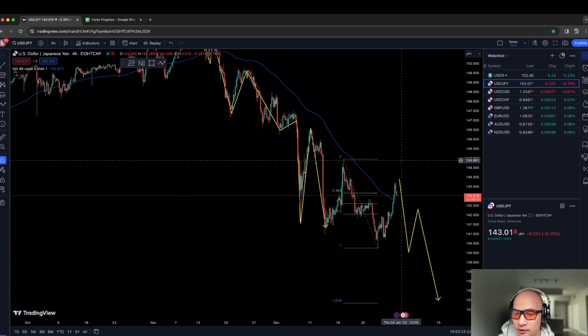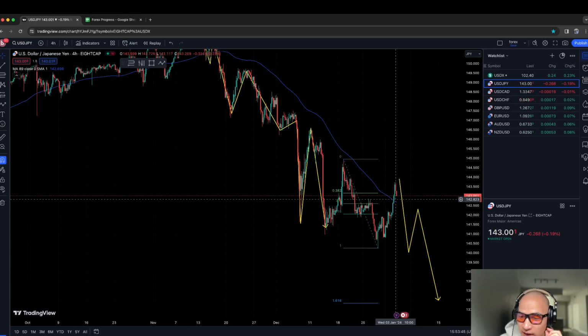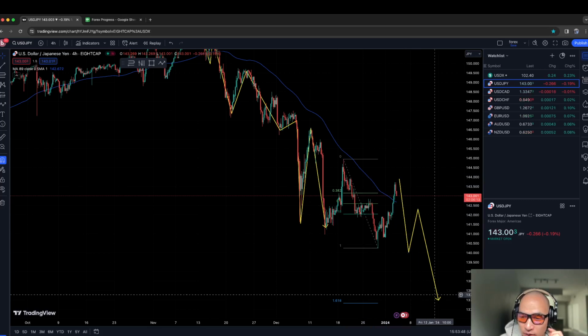So let's see how it turns out. Today is the first week of the new year, and also on Friday we have non-farm payroll employment, big news. So I just want to observe the market. If the market is truly faking out and the dollar continues to weaken, then I will expect this kind of price action on USD Japanese yen.